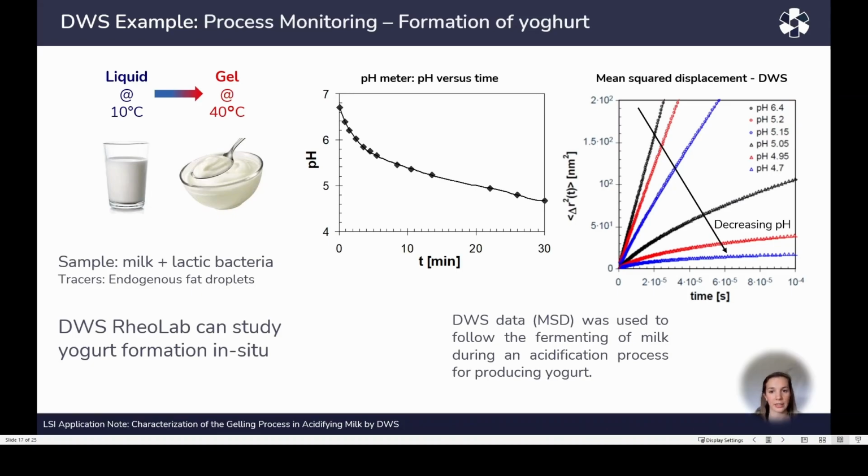We see that until a pH of 5.5, very little happens. But between pH 5.15 and pH 4.95, a very dramatic change in the mean square displacement occurs. Clearly, we can identify visually the gel point of acidifying milk at a pH of 4.9 with the help of the mean square displacement plots.